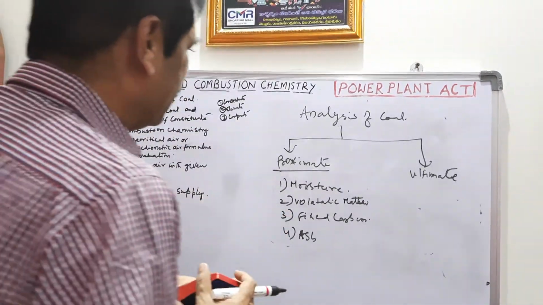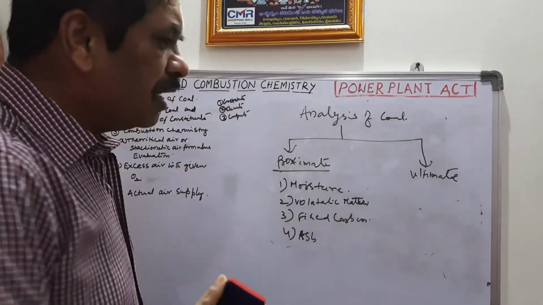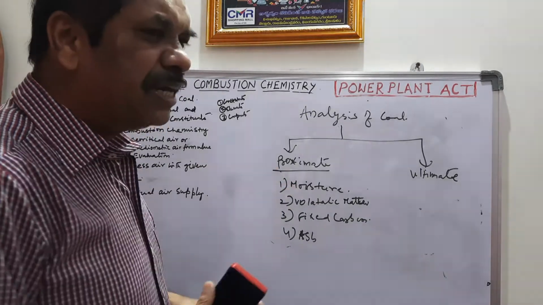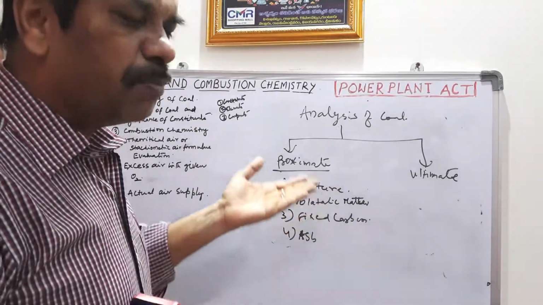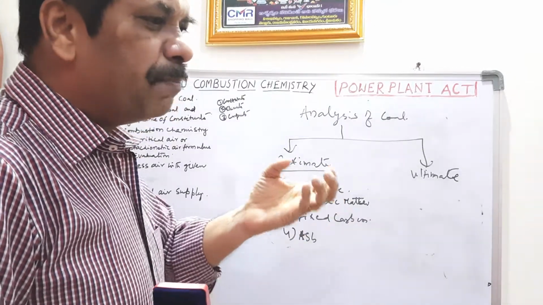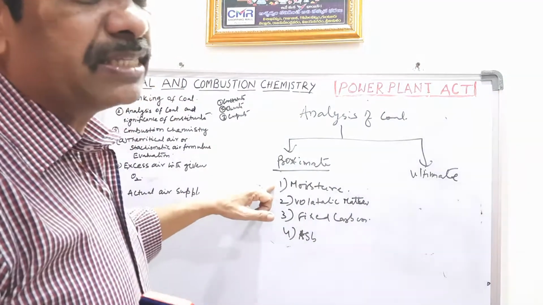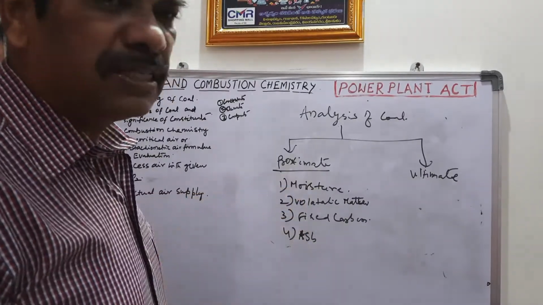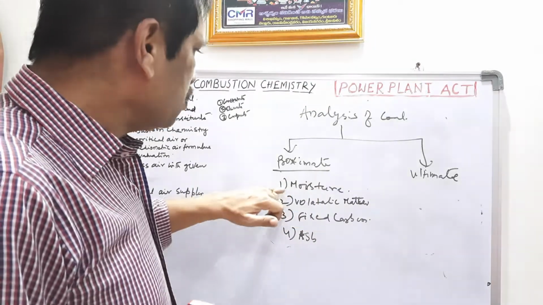Let us discuss. Number 1 is moisture content. The moisture content present in coal is only a loss of heat. Why? Because if you heat the coal, whatever the content of moisture is, first it is going to be evaporated, and the evaporated vapor is going to be superheated. So whatever heat is generated from coal is wasted towards this moisture content. So more moisture gives more heat loss to coal.